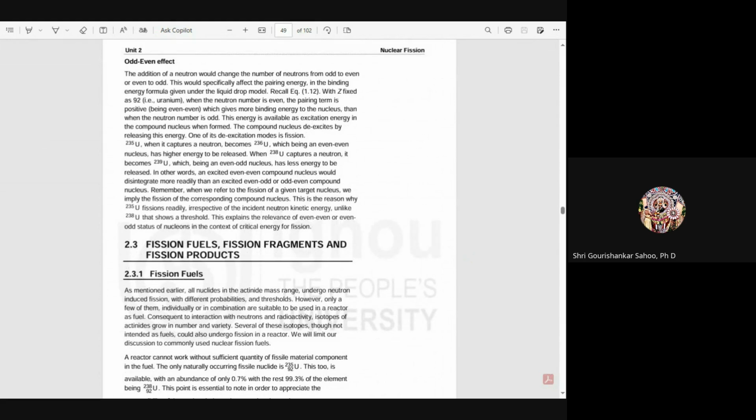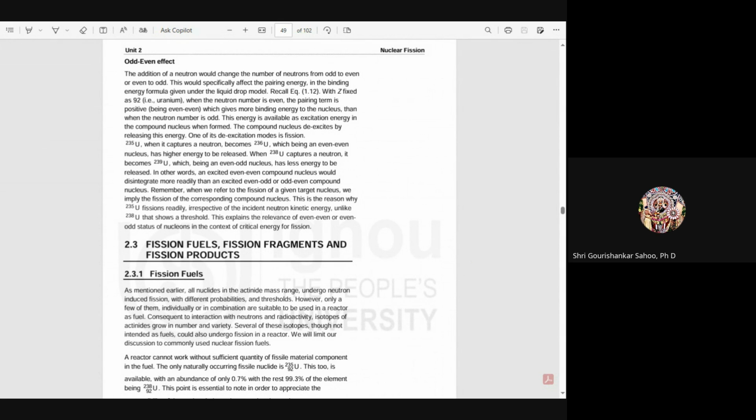The addition of a neutron would change the number of neutrons from odd to even or even to odd. This would specifically affect the pairing energy in the binding energy formula given under the liquid drop model. With Z fixed, when the neutron number is even, the pairing term is positive, which gives more binding energy to the nucleus than when the neutron number is odd. This energy is available as excitation energy in the compound nucleus when formed. The compound nucleus de-excites by releasing this energy. One of its de-excitation modes is fission.